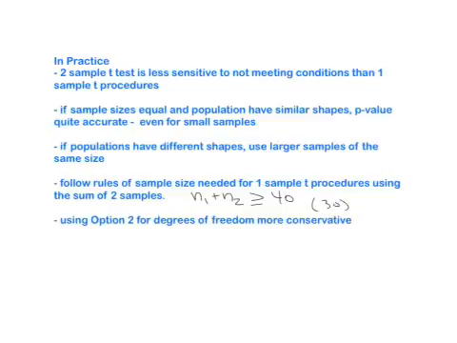Our option 2 for degrees of freedom is going to be the more conservative one. Remember, that's where you take the N1 minus 1 or the N2 minus 1, whichever is smaller. And that's going to just give you the larger t that we're going to have to use.